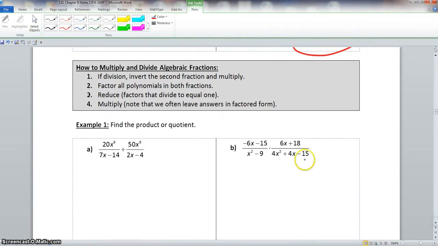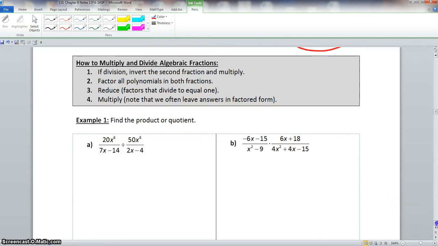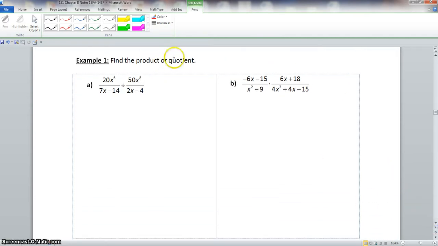Now it says here, how to multiply and divide algebraic fractions. If division, invert the second fraction and multiply. Factor all polynomials in both fractions. Reduce factors that divide to equal 1. Multiply. Note that we often leave answers in factored form. Okay. It says find the product or quotient.